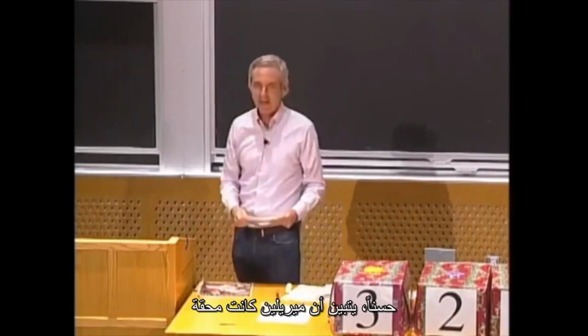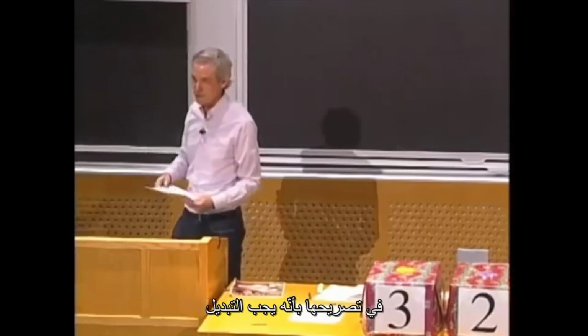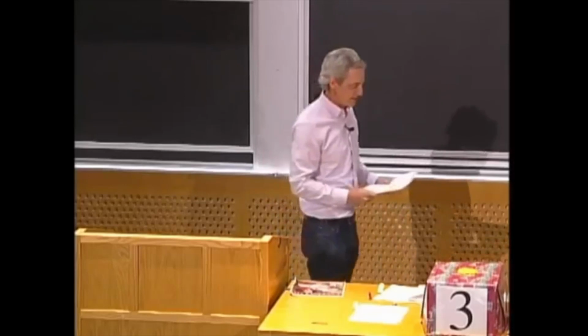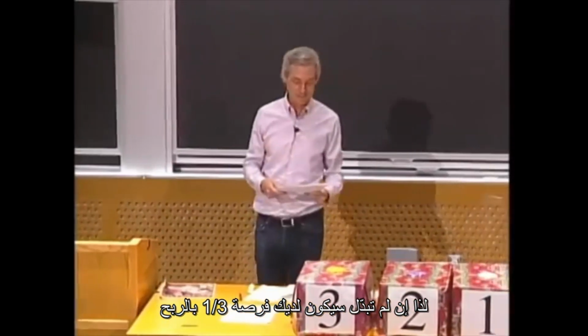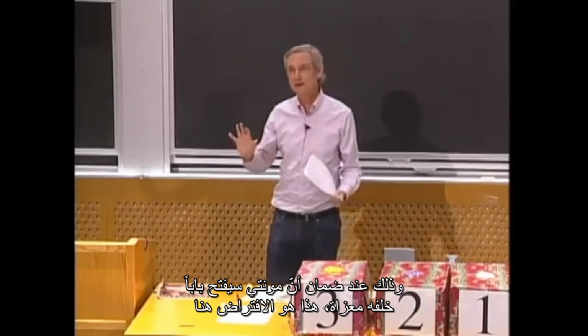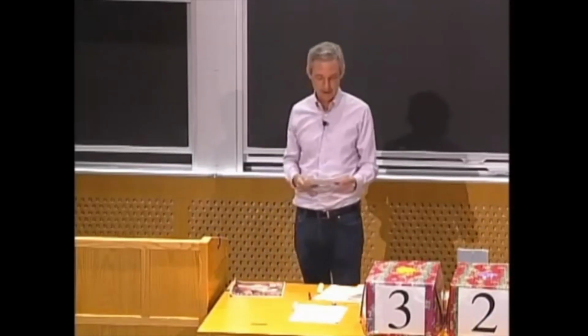Okay. It turns out that Marilyn was correct in her statement that you should switch, and that if you switch, you have a 2/3 chance of winning. So if you don't switch, you got a 1/3 chance of winning. Provided that Monty is guaranteed to open a door with a goat. You know, and that's the assumption here. And the proof is simple.